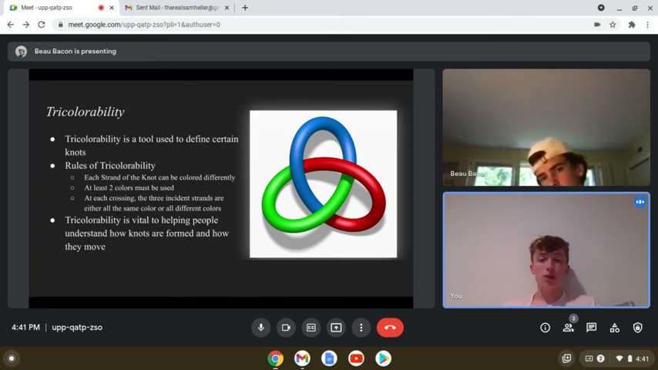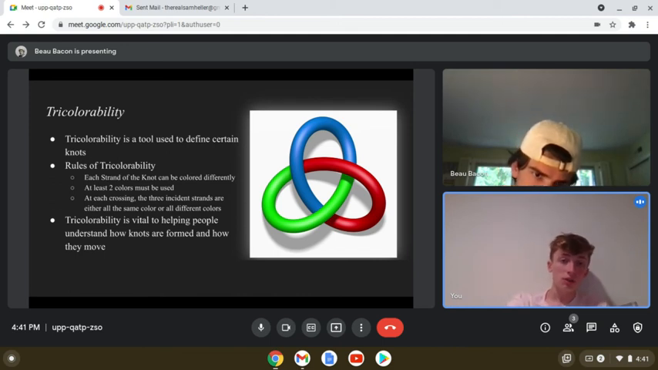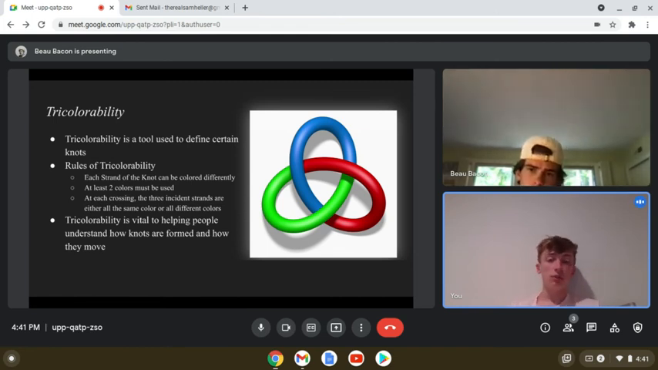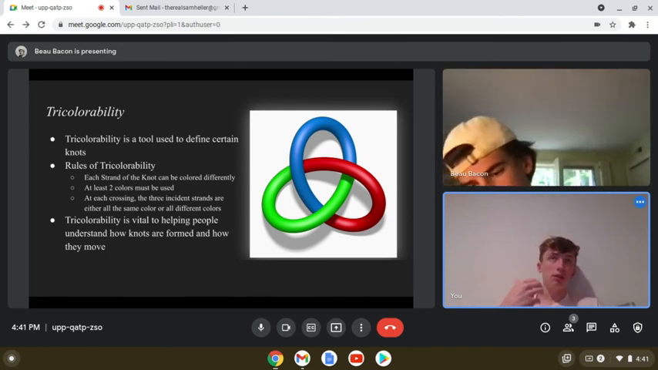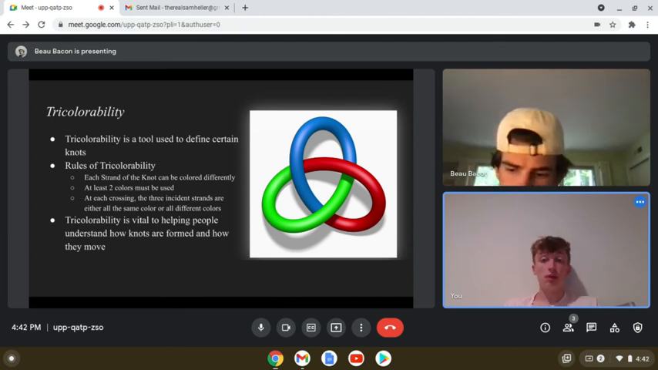And the third rule, which is what I found to be the most important rule, is that at each crossing, the three incident strands are either all the same color or all different colors. As you can see here in this top left crossing, you have a green, a blue, and a red. In the top right crossing, you have a blue, red, and green. And in the bottom one, you have a blue, green, and red. As you can see, all the crossings have each of those three colors in them, and that's what makes it tricolorable. Tricolorability is vital to helping people understand how the knots are formed and how they move and how they can be composed and decomposed, and it's very important.